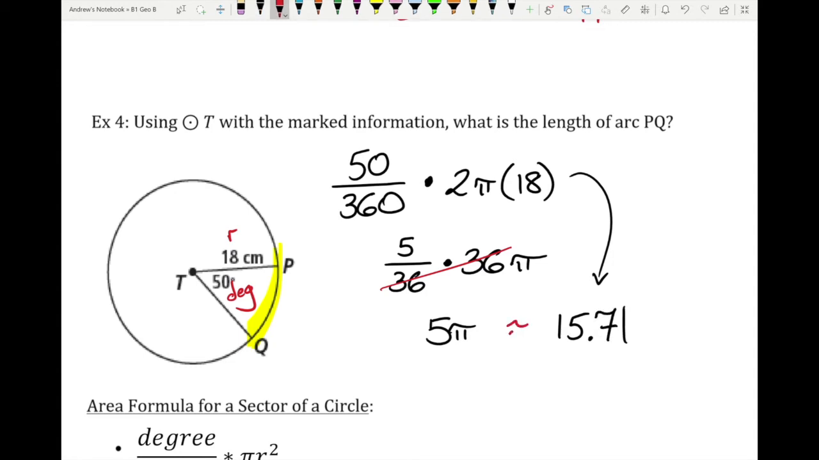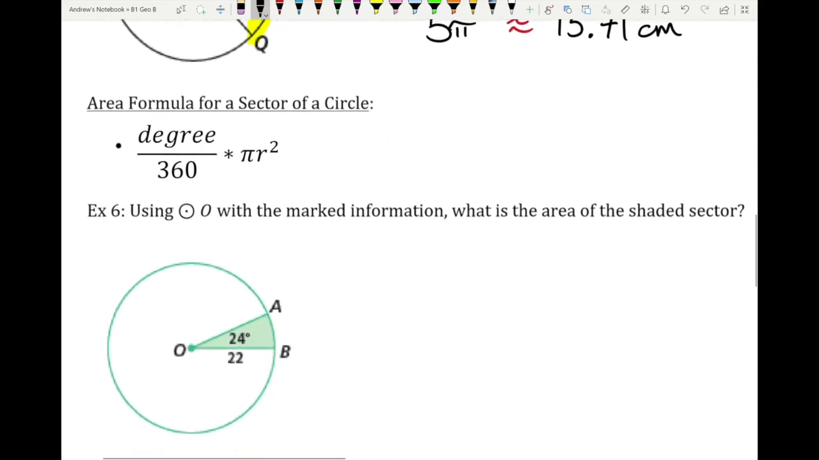And those are approximately the same as each other. What I really should be doing is making sure that when I get my approximate answer, I put centimeters on the end of it. But that's the length of that arc. That's all we need.